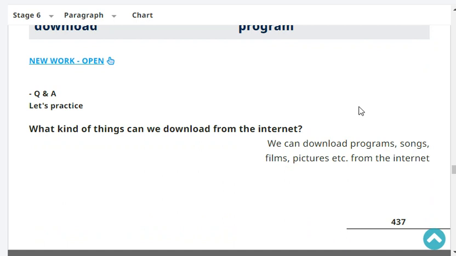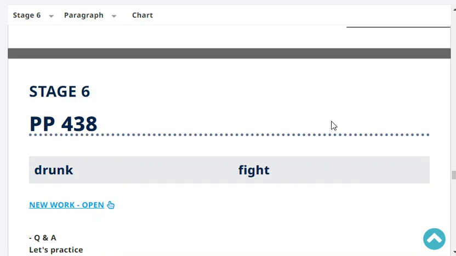What kind of things can we download from the internet? We can download programs, songs, films, pictures, etc. from the internet. Very good.